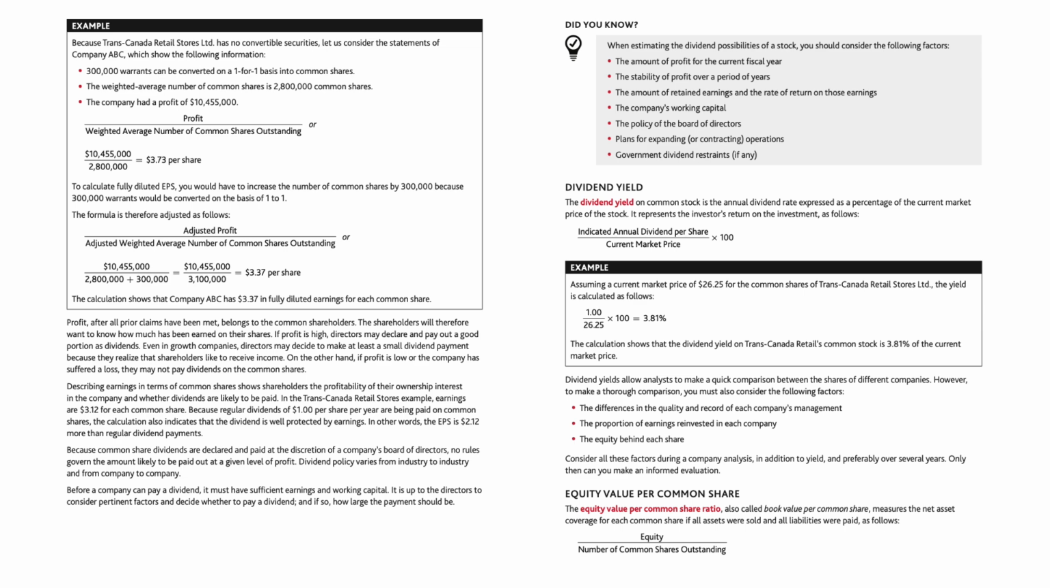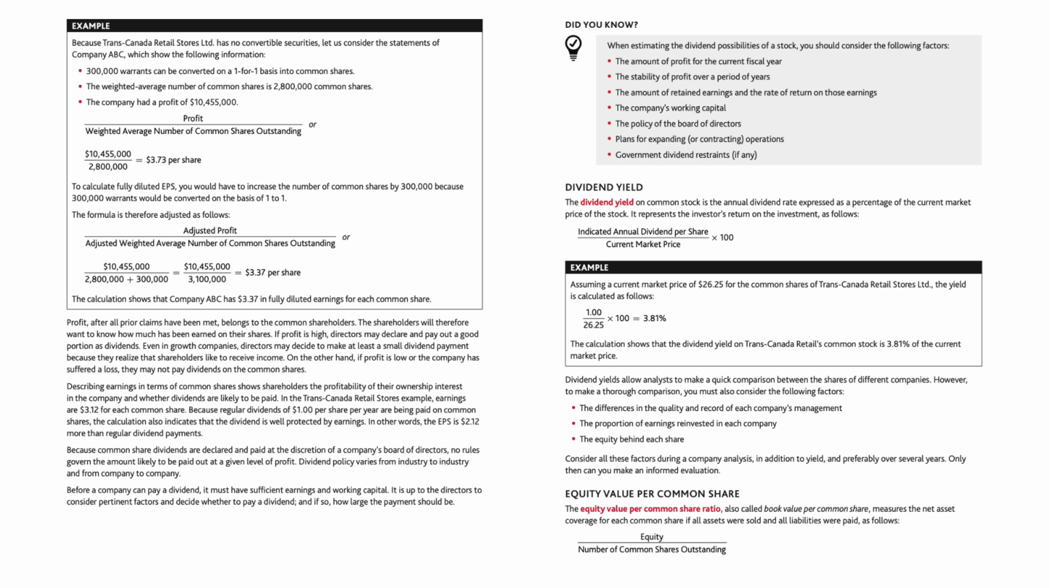Because common share dividends are declared and paid at the discretion of a company's board of directors, no rules govern the amount likely to be paid out at any given level of profit. Dividend policy varies from industry to industry and from company to company. Before a company can pay a dividend, it must have sufficient earnings and working capital. It is up to the directors to consider pertinent factors and decide whether to pay a dividend, and if so, how large the payment should be.